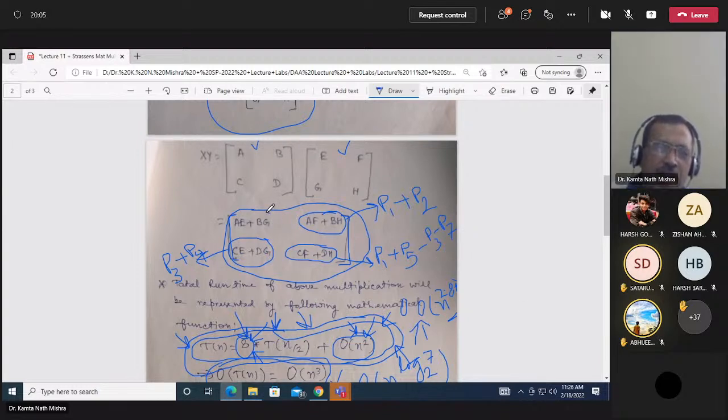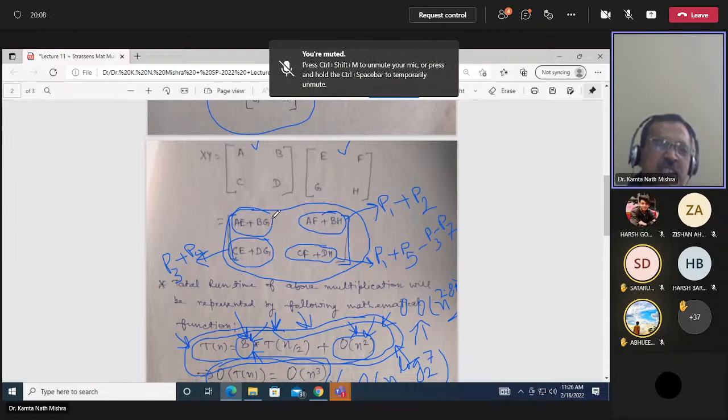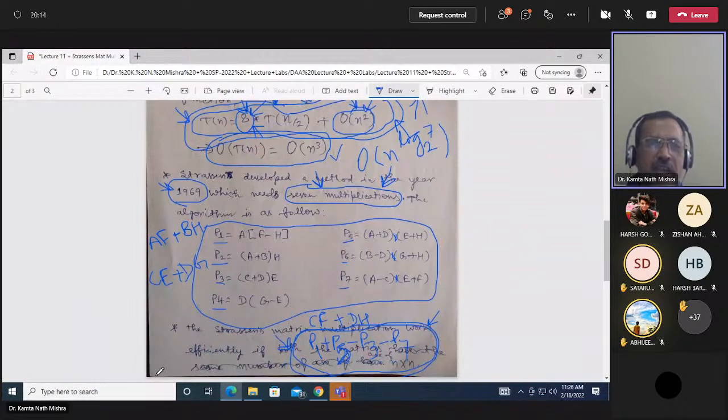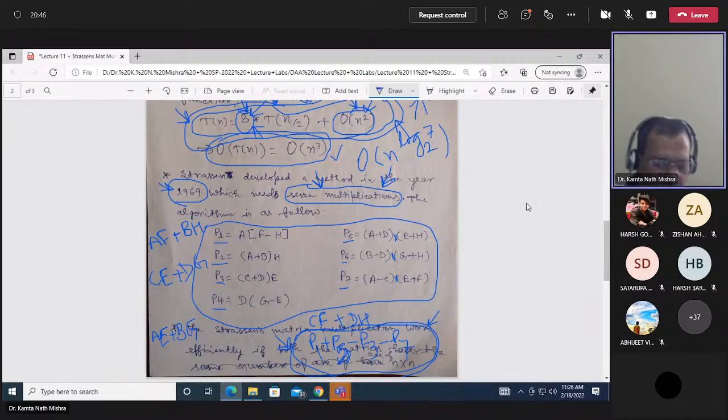Now last one. How can we find AE plus BG? You see this one. Now you need to find AE plus BG. Take copy pen and let me know. Bring your hands down. If you complete, raise your hands. Don't speak answer directly. How will you find AE plus BG? Take the help of P1 to P7.